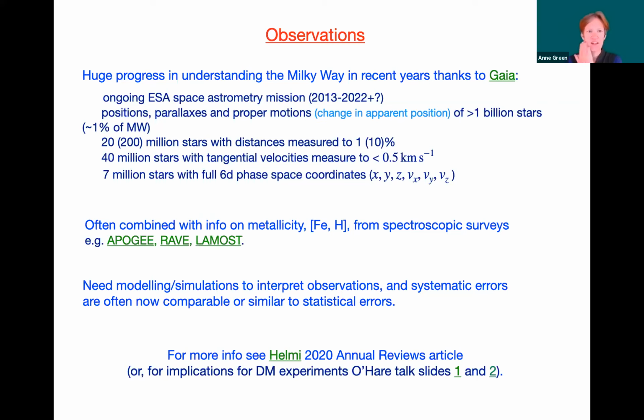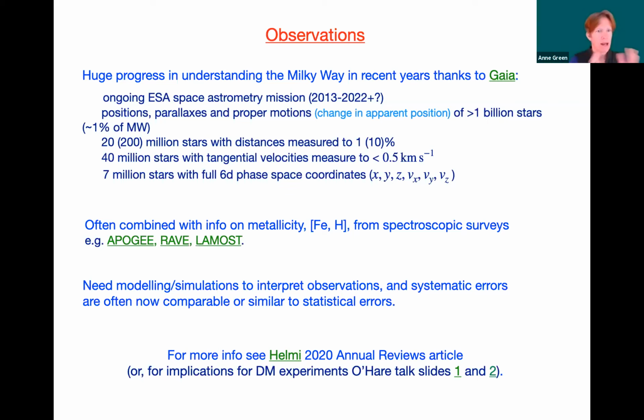And so as I emphasized yesterday, simulations are a remarkably powerful tool for trying to understand how dark matter is distributed. But at the end of the day, we want to observe the real universe and get as much of a handle as we can there. So the thing that's absolutely changed the game in terms of understanding the Milky Way that we live in is the Gaia satellite. And so this is an ongoing ESA mission that I think is roughly coming to the end of its lifetime, but I think the plus question mark there suggests that it might be extended for a bit. And it does what's called astrometry. It's measuring the positions, parallaxes and proper motions, the change in apparent position, of a huge number of stars, more than a billion. And that's roughly 1% of the total number of stars in the Milky Way.